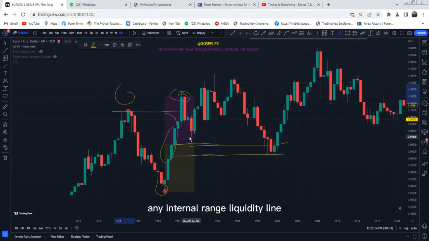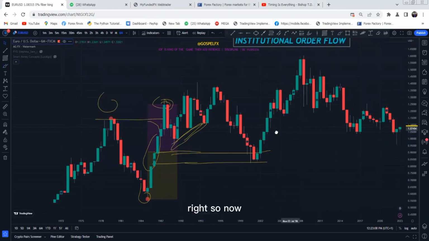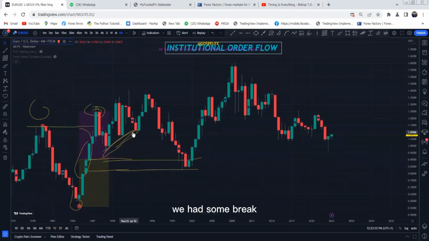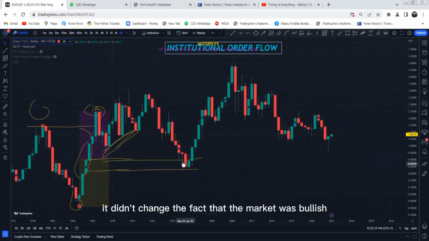Any internal range liquidity line above the 50%, you can take it as inducement, right? The market is just inducing people to run in so early, and then they get stopped out. They provide more liquidity for the patient traders. Now, like I said here, we had some break of structure here, but it was not the case. It didn't change the fact that the market was bullish.